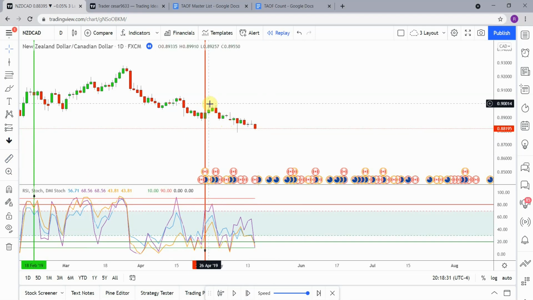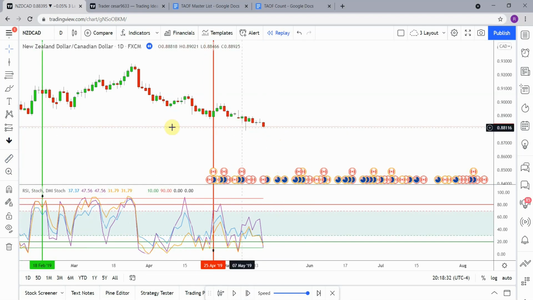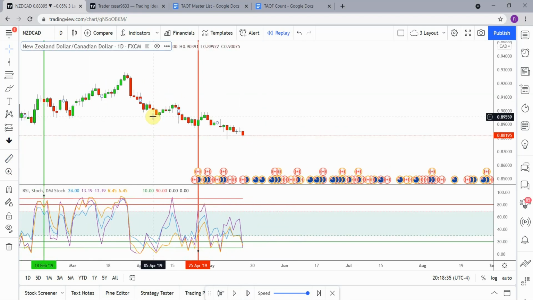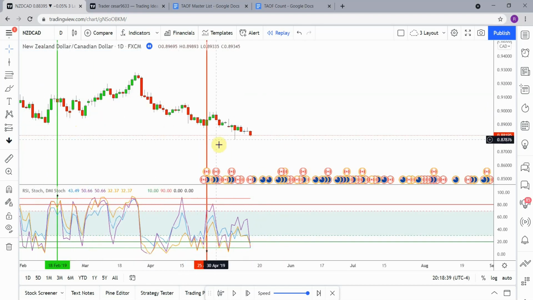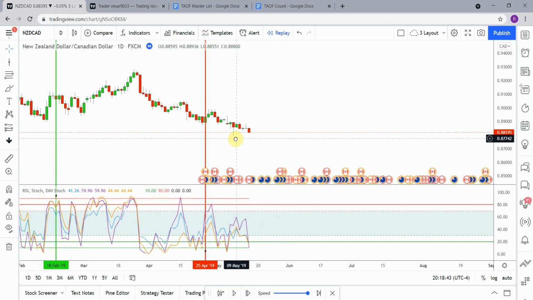All right, that one right there just barely missed our take profit. I mean, by less than 5 pips basically, and then price rolled over, took a dump to the downside there, which did get us stopped out.